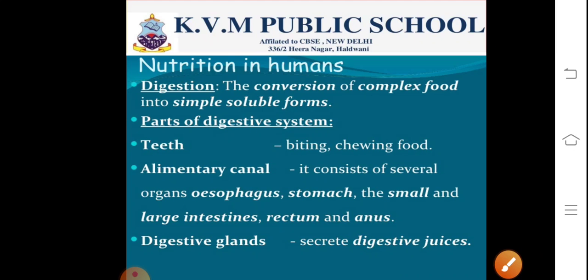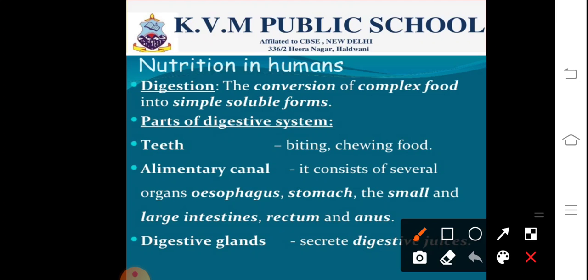Nutrition in human beings is basically referred to as the process of digestion, wherein the complex food substances are converted into simple soluble form. So it involves the breakdown of complex organic molecules into simpler inorganic substances. The components essential for human diet include water, carbohydrates, fats, minerals, and vitamins.